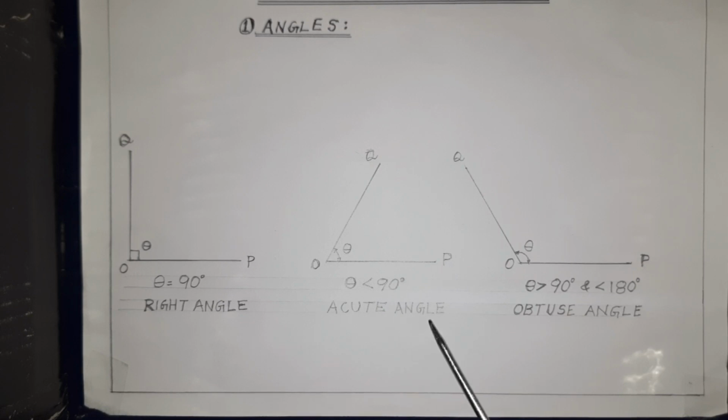Next one is acute angle. When theta is less than 90 degrees as shown, then this will be an acute angle. When theta is greater than 90 and less than 180, then it is called an obtuse angle. The horizontal line gives 180 degrees above the line, 180 degrees below the line, totally 360 degrees for a particular point. Out of this, when theta is greater than 90 degrees and less than 180 degrees, in that case it is called an obtuse angle.